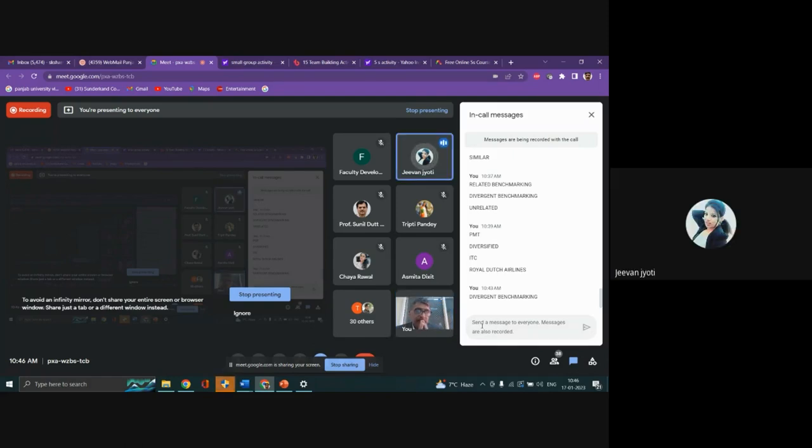As the two benchmarks you are mentioning, effectiveness and efficiency, I think Jirakpur lacks efficiency. See, that's your viewpoint.